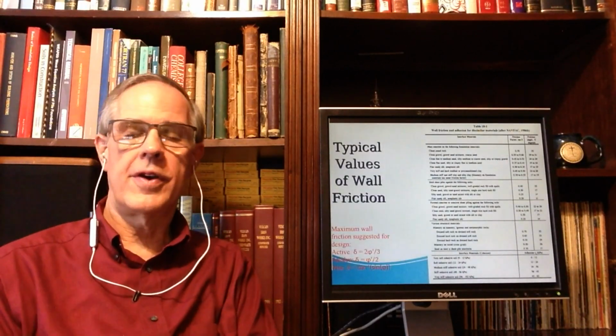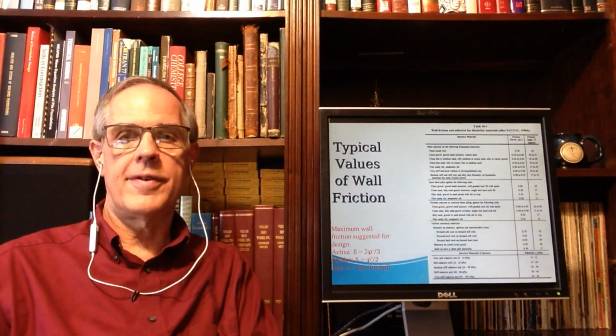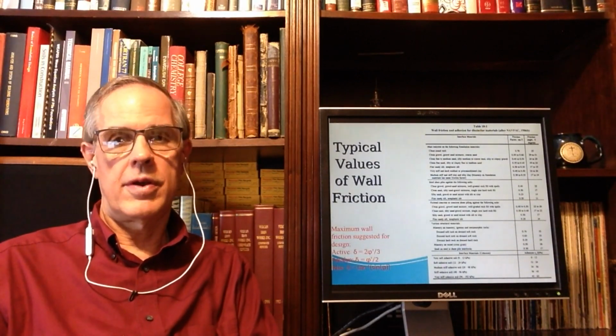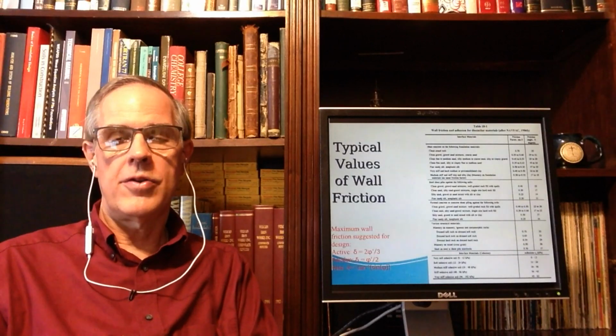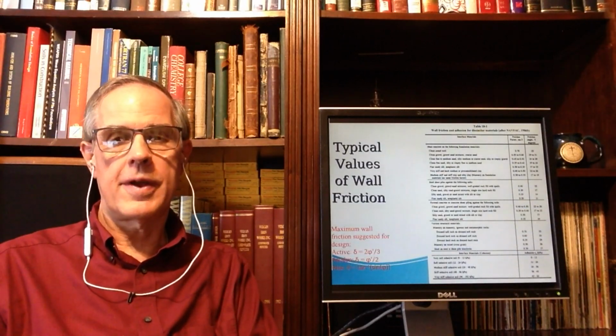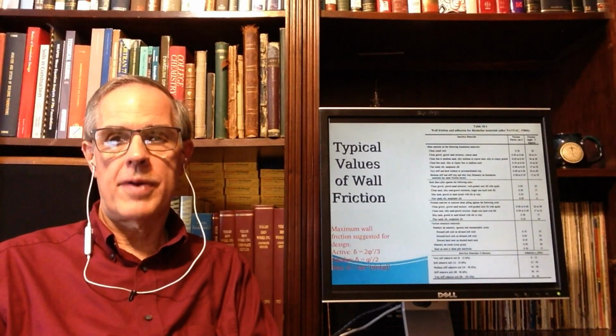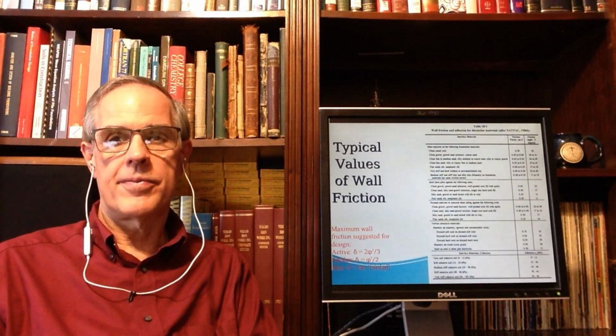Typical value of wall friction. This chart comes from DM7. It is old. It's been around a long time. You see it repeated in book after book after book. It's probably as good as you're going to get.